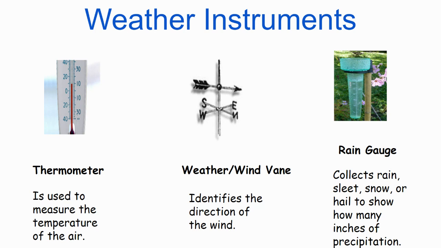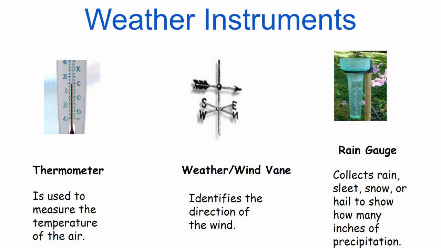And then a weather or wind vane, and that identifies the direction of the wind. And if you are flying a kite or throwing a paper airplane, you might want to know exactly which way the wind is blowing. Because if you throw your paper airplane and the wind is going in the direction you are throwing it, it's going to go even farther.